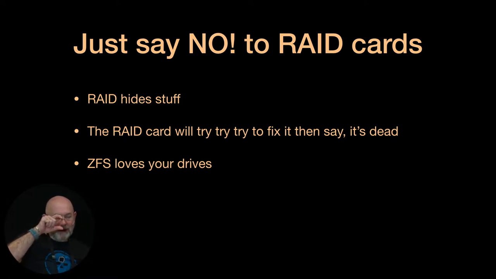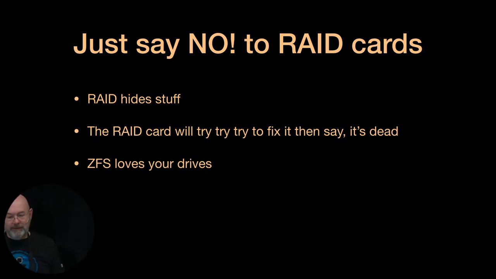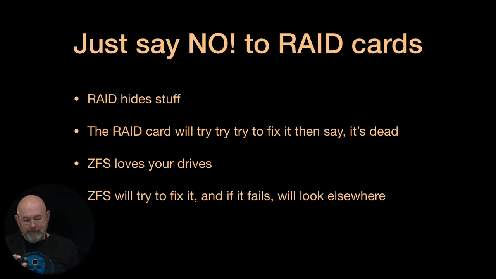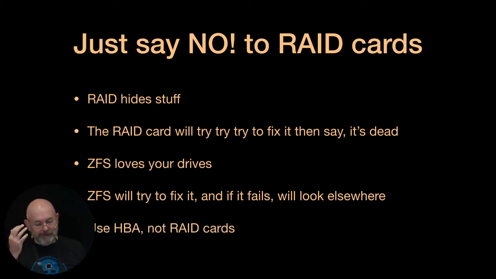It'll say, okay, this drive is having trouble reading from over here. Let me go over and check this drive because it's a mirror, because I know it's going to be over here. Oh, it's there. It's just fine. Oh, I'll put this somewhere else over here. But it works. So ZFS will try and fix something if it can, and if it can't, it'll tell you that it failed. It won't silently give you a corrupted file. It'll tell you that it failed. So use HBA, not RAID.